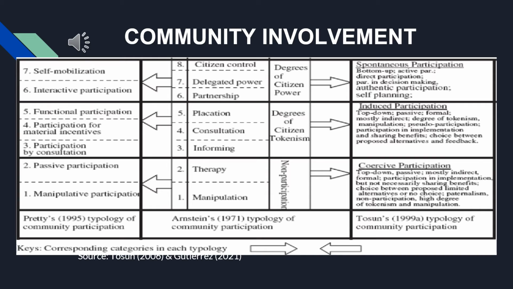In Tosun's model, if you refer to the slide, participation is a situation in which the host community is simply informed about tourism development projects and benefits accrued to the project, and sometimes are allowed to make suggestions which are rarely implemented. This type of participation is parallel to the degree of citizen tokenism in Arnstein's model and to functional participation by consultation or participation for material enticements in Pretty's typology. That is to say that community members only get involved because they are incentivized to participate, in which case their suggestions may not be considered or used to their benefit.